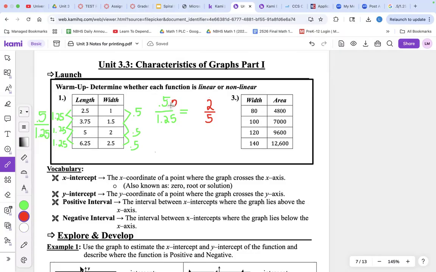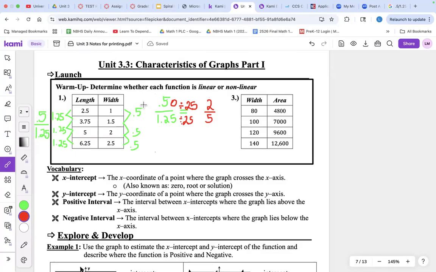So that means I have 50 cents and I have $1.25. What number goes into 50 and into $1.25? And we know we can get quarters out of that. So 25 cents goes into both. So 50 cents divided by 25 means it's 2 quarters. And $1.25 divided by 25 cents is 5 quarters. So therefore our slope is 2/5.